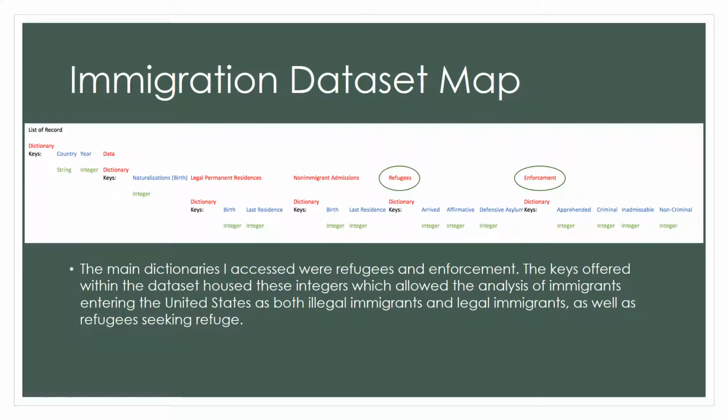Immigration Dataset Map. The main dictionaries I accessed were refugees and enforcement. The keys offered within the dataset housed these integers, which allowed the analysis of immigrants entering the United States as both illegal immigrants and legal immigrants, as well as refugees seeking refuge. I also used country and year to further narrow down the information that I wanted to use for my visualizations. It allowed me to properly get an idea of the trends of immigration from specified countries that I wish to focus on.